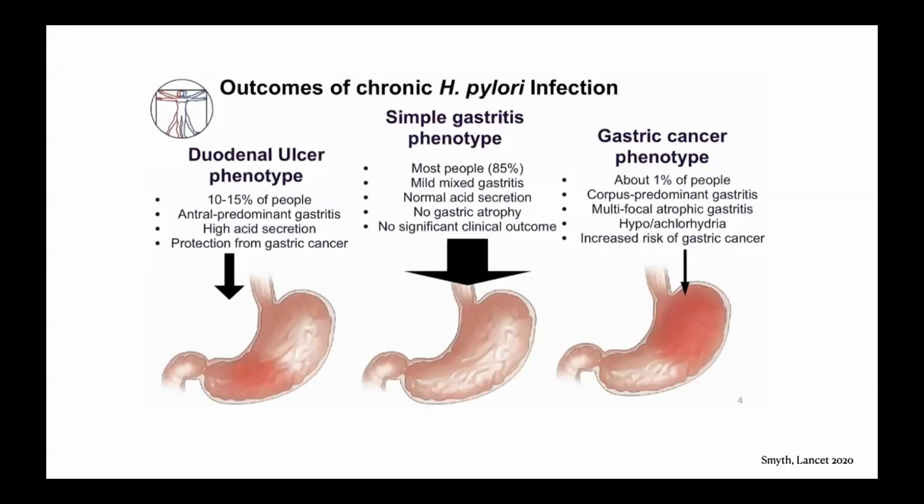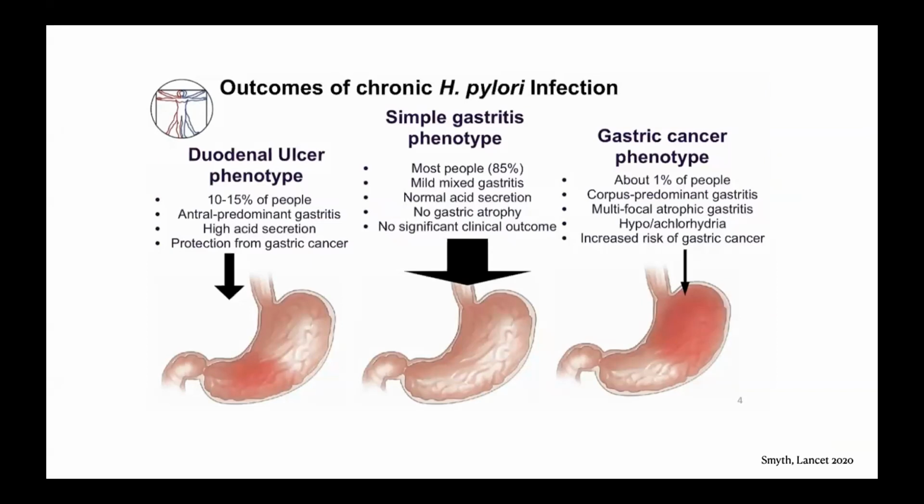If we look at chronic infection specifically, and this is the one that we might know a little bit more about, we have simple chronic gastritis, which is the vast majority of how patients will present with chronic infection of H. pylori. This is typically a mixed gastritis, and the significance of this is not quite known. And so we don't tend to treat these patients.